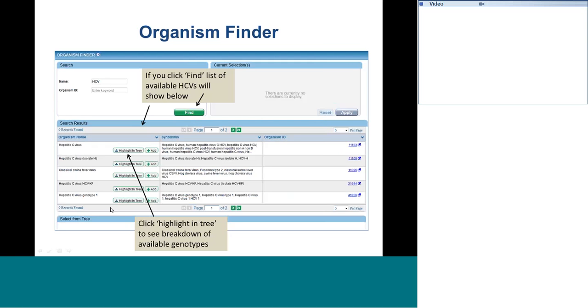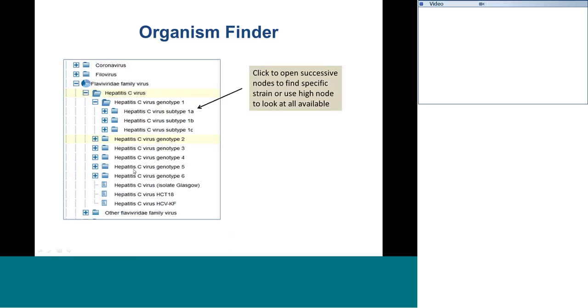What's going to happen is down below, you're going to get a list of options of organisms matching that. In this case, HCV at the top, you see the generic one. So you can either select it by clicking Add, and it'll appear up here. You can hit Apply, or alternatively, you can select Highlight and Tree. And this is going to show you where it exists in the data tree, which is kind of a neat way to see what else is there.